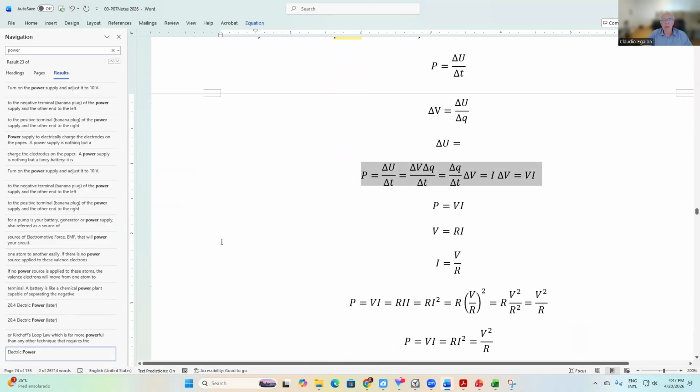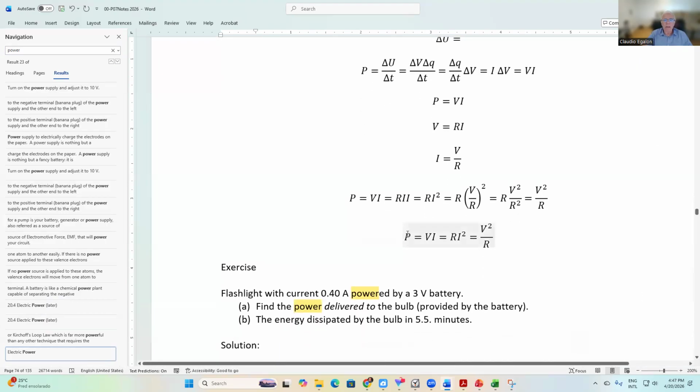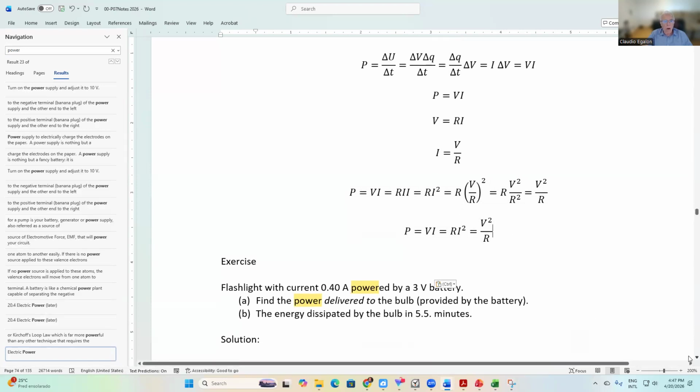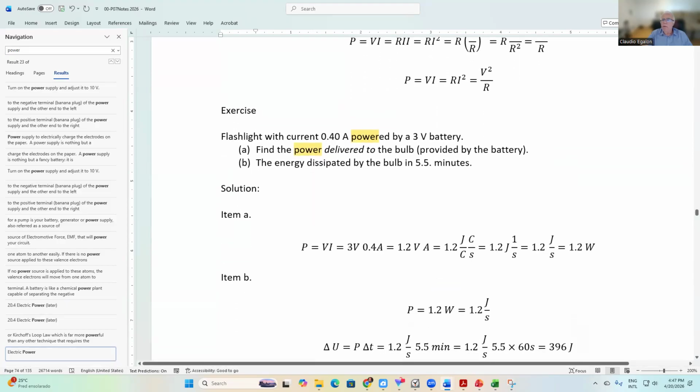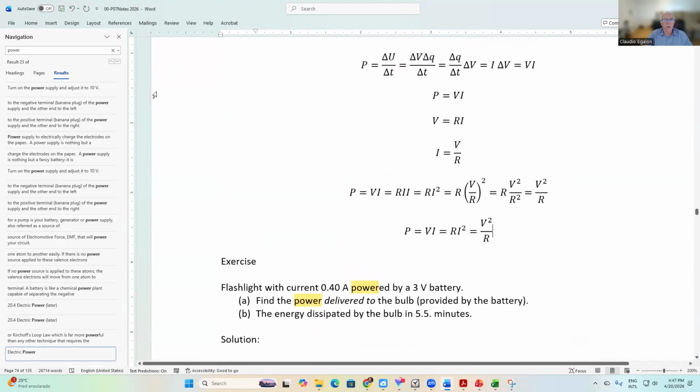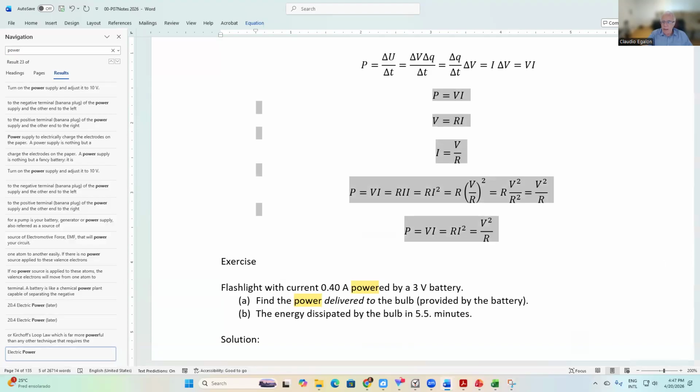Remember this equation, right? Three different equations for the power in an electrical circuit. P equal to VI, P equal to V squared over R, and there must be a third equation. I'm not going to struggle with that. The third equation is R I squared. Let's write that down.